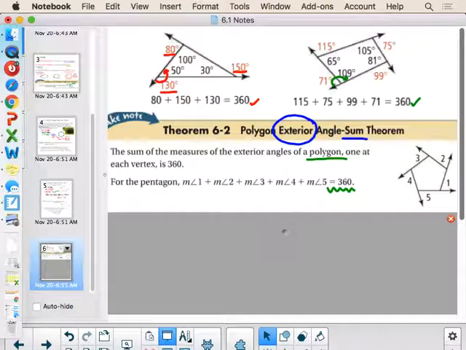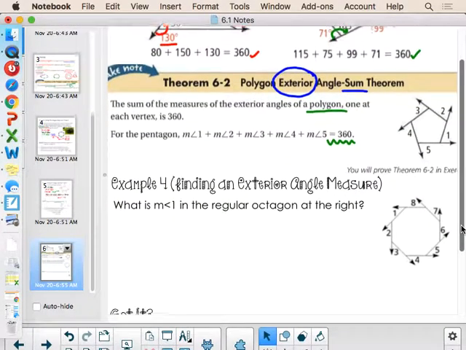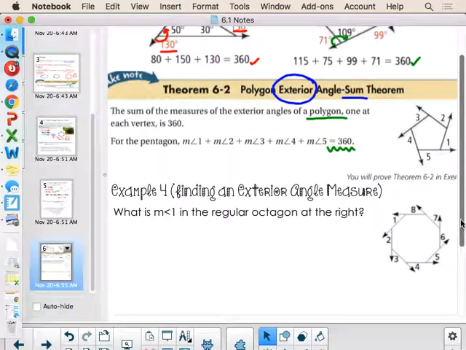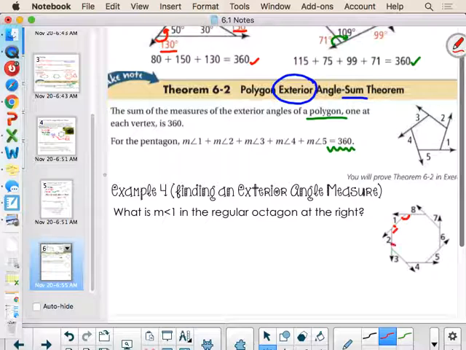All right, so let's take care of this last example problem. It says, what is the measure of angle 1 in the regular octagon to the right? All right, so let's think of this logistically. We could find the measure of each of these interior angles. We've just discussed how to do that. That is definitely a possibility. And if I were to find that, I know that it's going to be a linear pair with angle 1. But let's think of this a little bit differently.